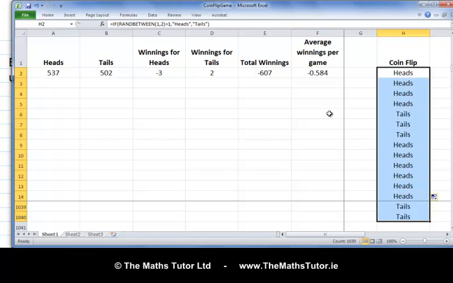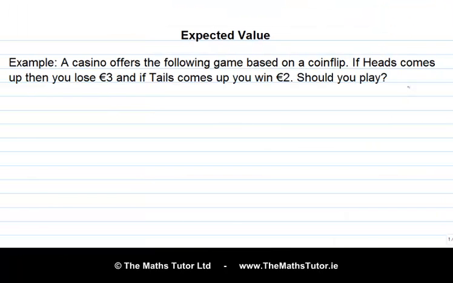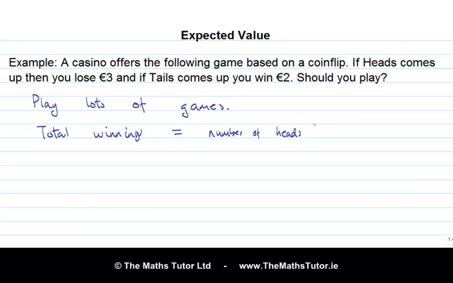So let's see if we can explain what's happening here theoretically. So let's say that we play lots of games. So how would we work out what our total winnings are? Well, what should it be? Well, every time we get a heads, we lose €3, and every time we get a tails, we win €2. So what do we have to do? We count up the number of heads, so it'll be the number of heads times minus 3 plus the number of tails times 2. So that will be our total winnings.